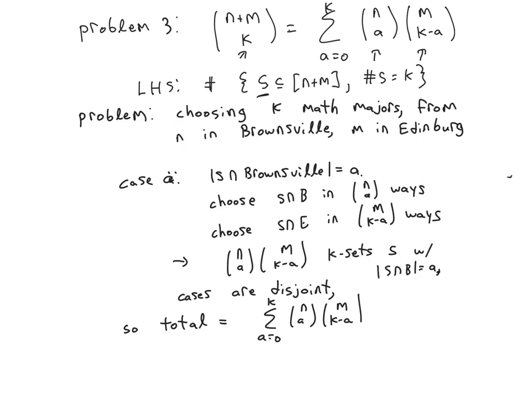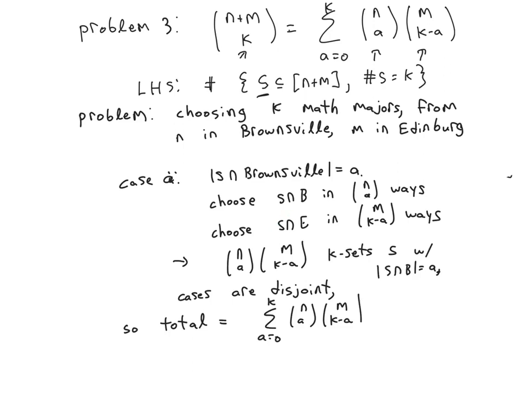On the other hand, let's consider solving the problem by first deciding how many we're going to take from Brownsville. So case a, we take a students from Brownsville, where a is some number between 0 and k. Well, how many ways can you pick the students from Brownsville that are going to go in your set of k students? Well, you choose this intersection in n choose a many ways, because there are n students in Brownsville and you're choosing a of them to be on your committee or team.